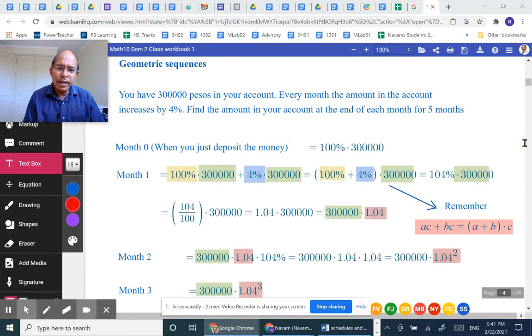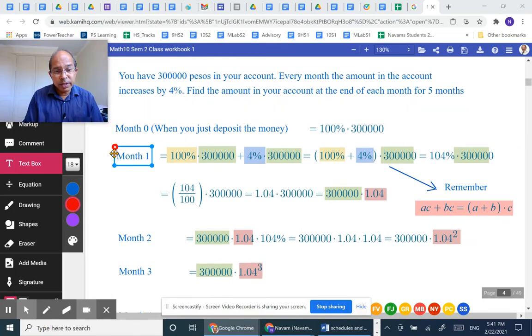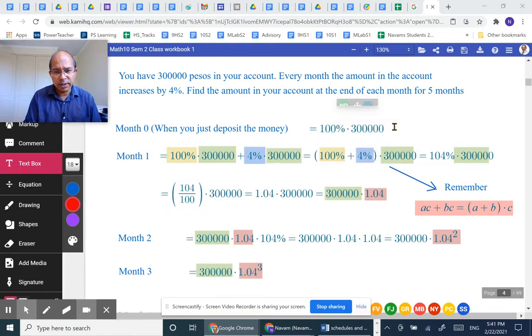Let's therefore list what happens at the end of each month. For the sake of completion, let's consider month 0, which is the time when you just deposited the money. No time has elapsed. You therefore have 100% of 300,000, which is simply 300,000.